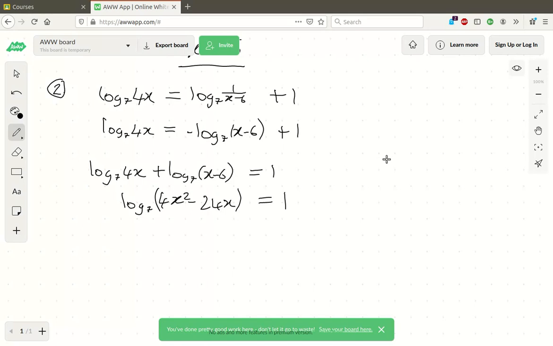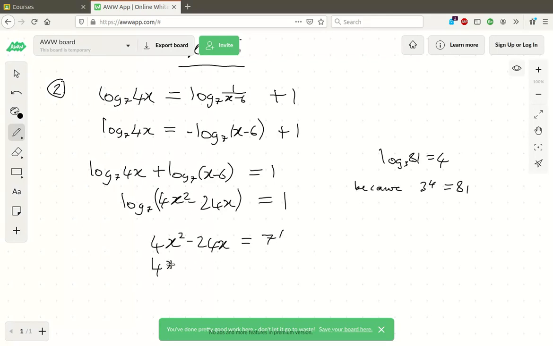It's the way you undo logs. I often write in the margin, log base 3 of 81 is 4, and it's because 3 to the power of 4 is 81. So you can mimic the process. That to the power of that is that, to undo the logarithm. So you get 4x squared minus 24x equals 7 to the power of 1, which is obviously just 7.